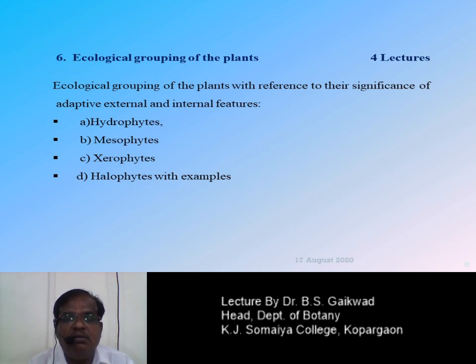Then next one is the xerophytes. Xerophytes are the group of plants which are found in xeric conditions. Xeric condition means what? The plants are found in the desert area where water is comparatively less. So such a group of plants is known as the xerophyte. And these xerophytes are divided into two types. The first type is the succulent xerophyte, and the next one is the non-succulent xerophytes. The first type of the xerophyte is the succulent xerophyte.